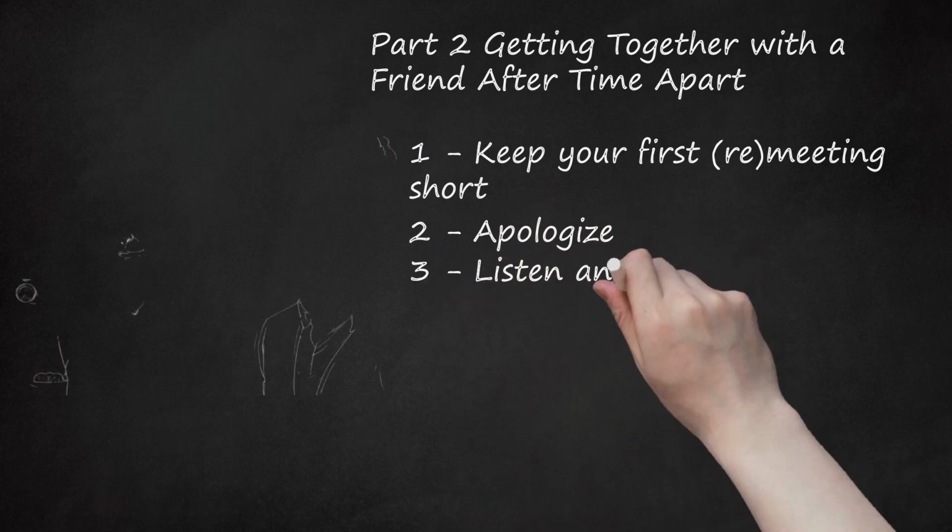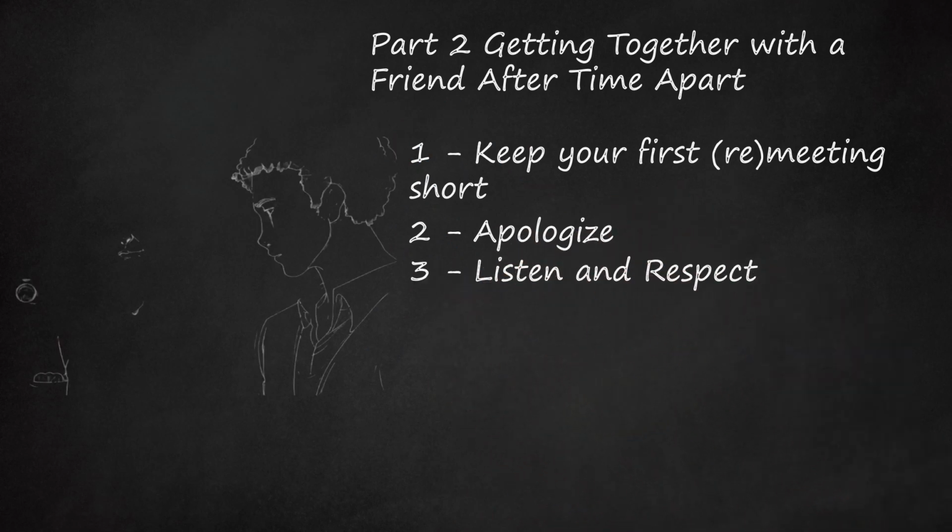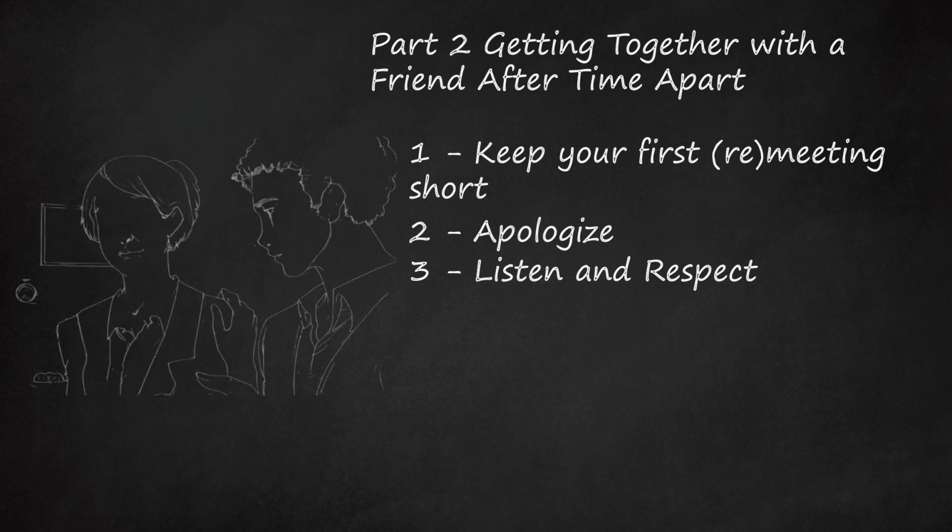3. Listen and respect. You should always be respectful when interacting with other people, and all the more when interacting with friends. One of the surest ways to indicate that you respect someone is by listening intently during conversation. In order to understand what a friend is feeling or thinking, try to consider your friendship from their perspective.